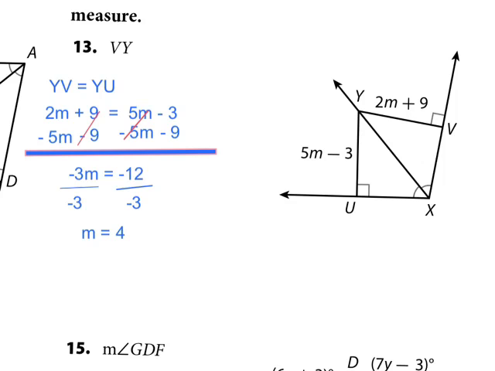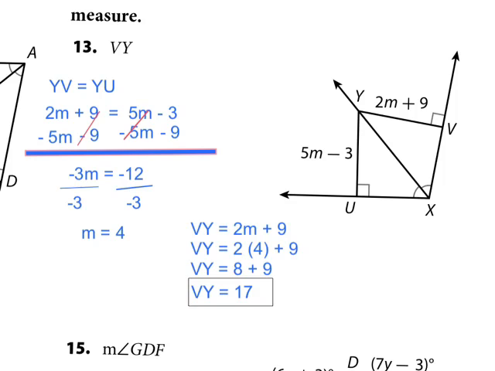Now we're actually not done with this problem, because in this problem they're asking us for the measure of VY. So if you look here, this is VY. Now if they asked us for YU, it would be the same thing. Remember, these two are congruent, so I would have been able to plug it in either here or here, whichever one is easiest. Now I'm actually going to take the 4 and we're going to plug it in for m.